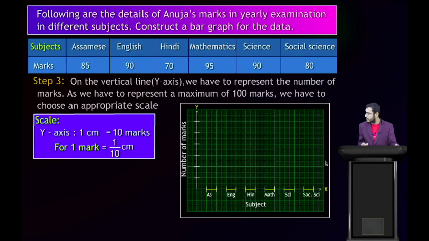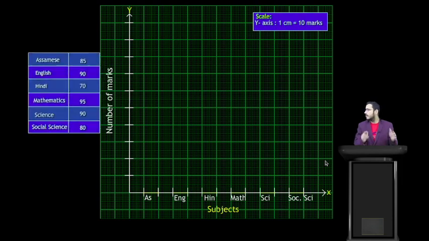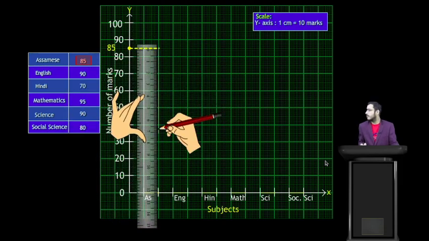So here, that is our scale. Now in the next step, you can see the mathematics marks, Hindi marks, English marks and Assamese marks. So here on the y axis, we are writing number of marks here. Then the height of Assamese, that is 85. So draw a bar, a rectangular bar.